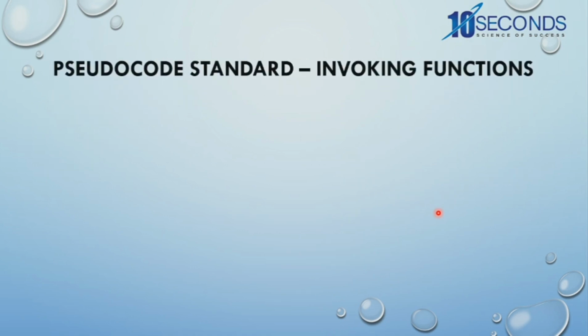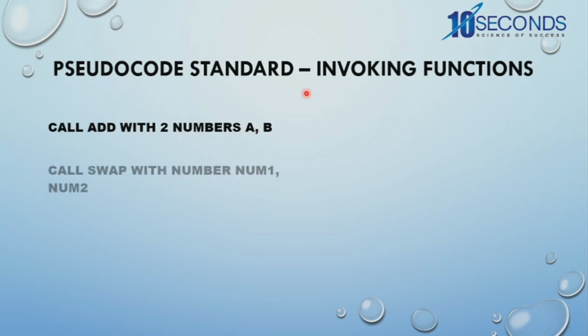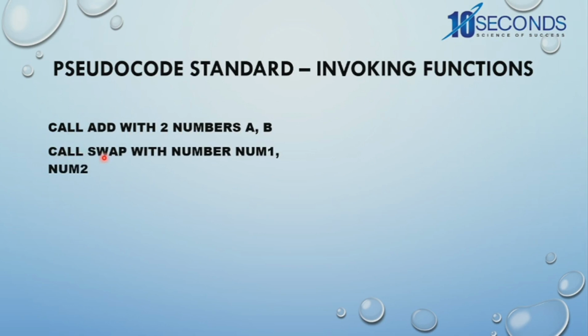And pseudocode for invoking functions. It is very simple, we just use the word call. Call add with two numbers. Add is the function name here, with two numbers a comma b. Another way, call swap. Swap is the function name with the numbers num1 comma num2. So a and b are arguments here, num1 and num2 are the arguments in the case of swap. Add is the function name here, swap is the function name here.